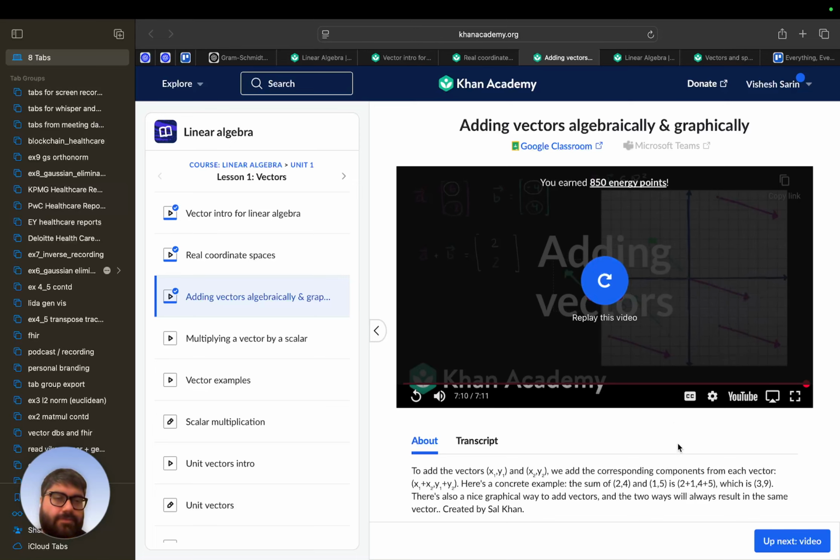And the illustrations are good too. That's good to get that cemented geometrically. It makes complete sense.